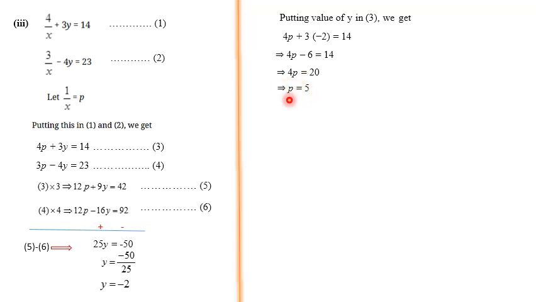We have got the value of p, but we don't have p in our question. In our question the variable is x. Substitute it again. That is 1 by x is p, our assumption. Just substitute it. 1 by x is equal to 5. Take the reciprocals. That is x is equal to 1 by 5. That is our answer. x is equal to 1 by 5, and we have already got the value of y, minus 2. So the final answer is x is equal to 1 by 5 and y is equal to minus 2. Hope it is clear.